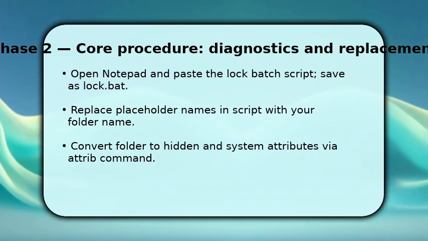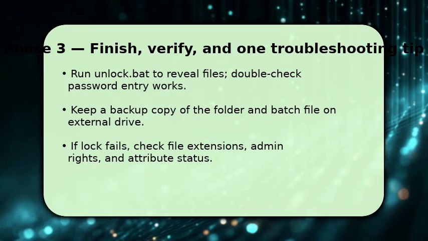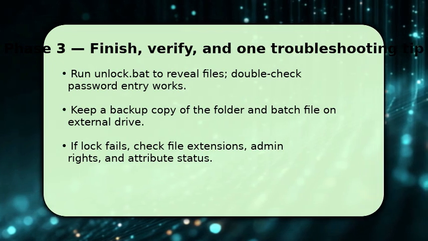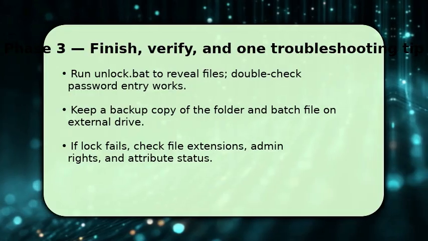You finish by testing unlock. Run the unlock batch and enter the password exactly. The script will remove hidden and system attributes so you can access files. Once verified, store a backup copy on external media and restrict who can use the batch files.